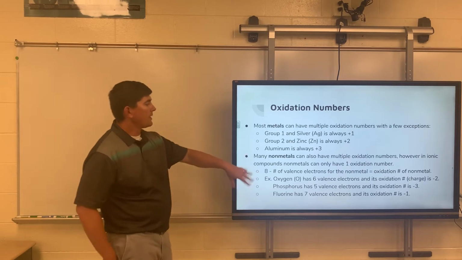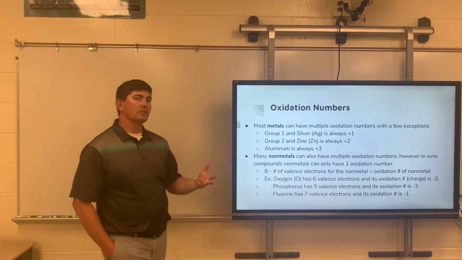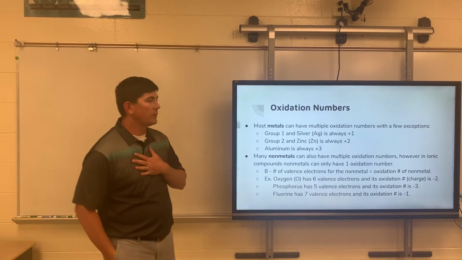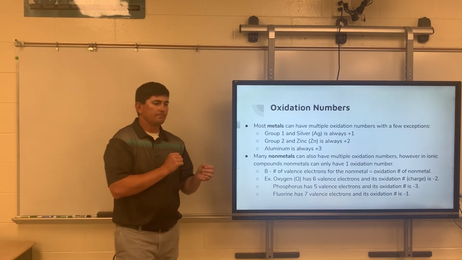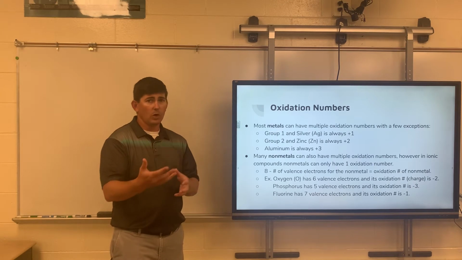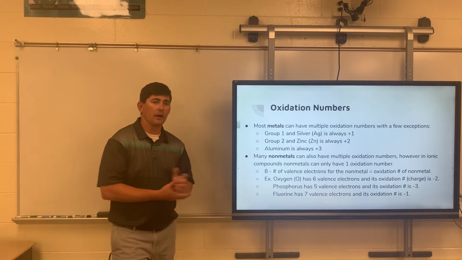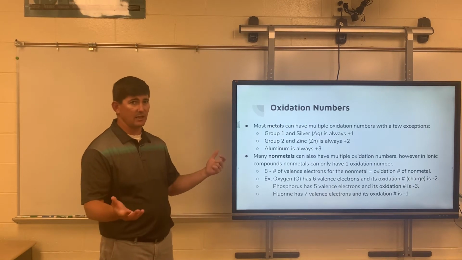Okay, nonmetals can also have multiple oxidation numbers, but for what we're doing, working with them in ionic compounds right now, the nonmetal can only have one oxidation number in an ionic compound. So it makes things a lot easier, right?